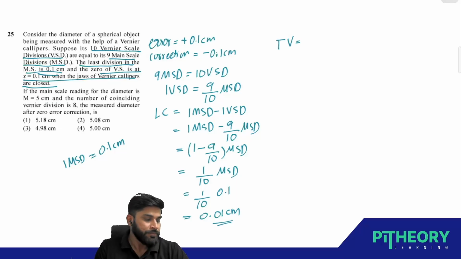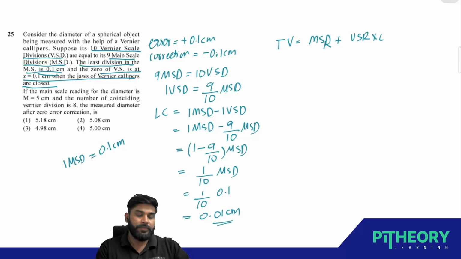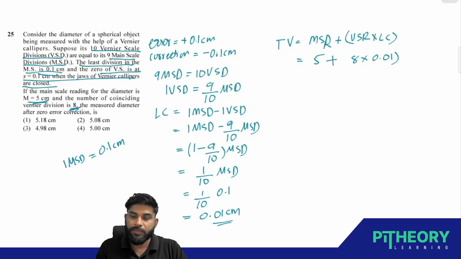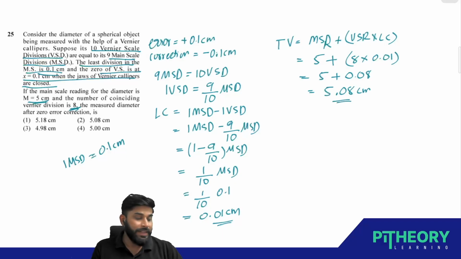What is the true value? The main scale reading plus vernier scale reading, VSR, into LC, correct? You can write this as MSR plus VSR into LC. What is MSR? MSR we have got 5 centimeter. 5 plus VSR, the vernier scale division, that is 8 into 0.01 centimeter. So you'll get 5 plus 0.08, which is nothing but 5.08 centimeter. That's the true reading that you'll be getting.